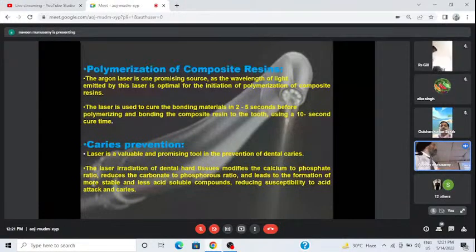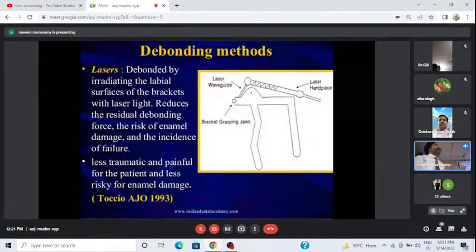Obviously, all of us know lasers are nowadays used for debonding ceramic braces. Same concept, you put a debonding plier, you pull it, it really hurts the patient. When you use a laser, it creates heat, there is a coefficient of thermal expansion difference of ceramic and composite, so that breaks and the bracket easily comes out without traumatizing the patient.